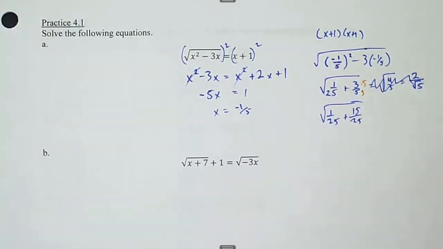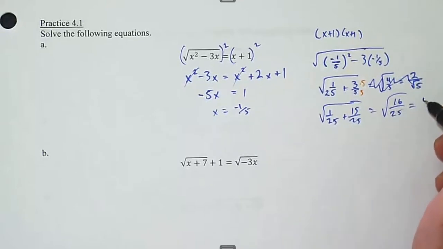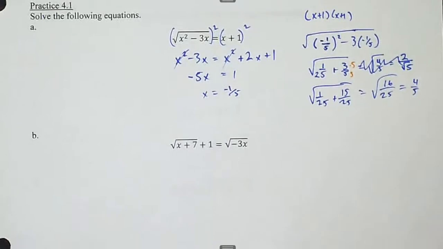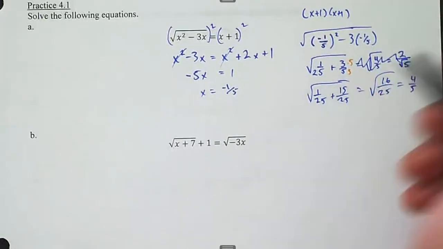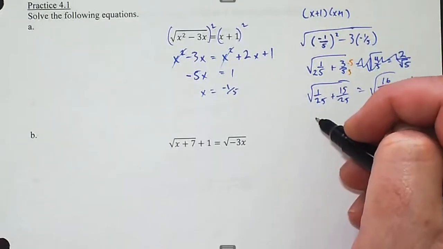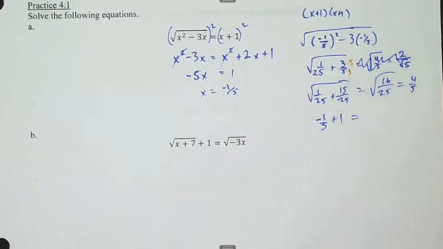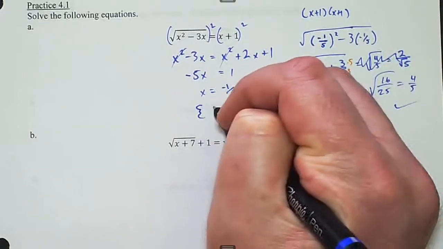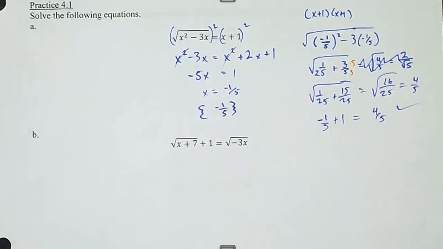Oh, and that's good. It's actually going to make my life a lot easier. Look at that. I got square root of 16 over 25. That's just 4/5. All right. Then on the other one, I got x plus 1. So that's what? Negative 1/5 plus 1. That's just 4/5 as well. So it works. Negative 1/5. All right. Let's do letter B.